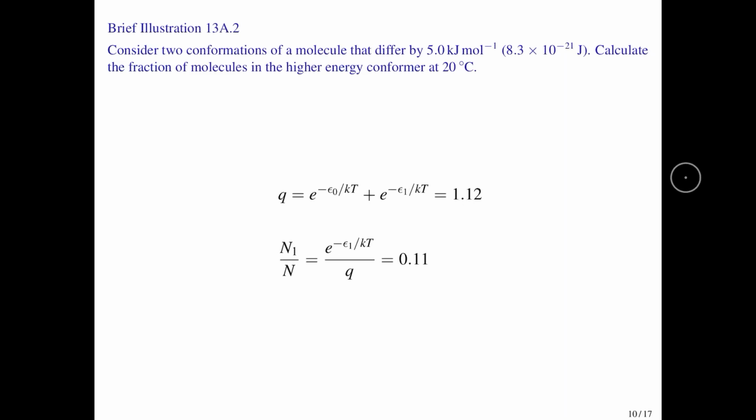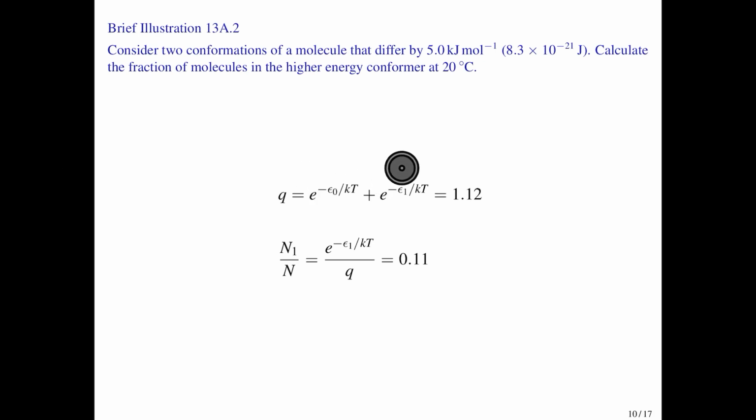In this example, you're considering a molecule that has two different molecular conformations, so two different geometries, and they differ by 5 kilojoules per mole, which at the molecule level is 8.3 times 10 to the minus 21 joules. They want us to calculate the fraction of molecules that have this higher energy at 20 degrees Celsius. So you need to calculate the Boltzmann population for the first state. We'll assume that 0 refers to the lower energy state, and we'll take its energy to be 0. So this term will just be 1.